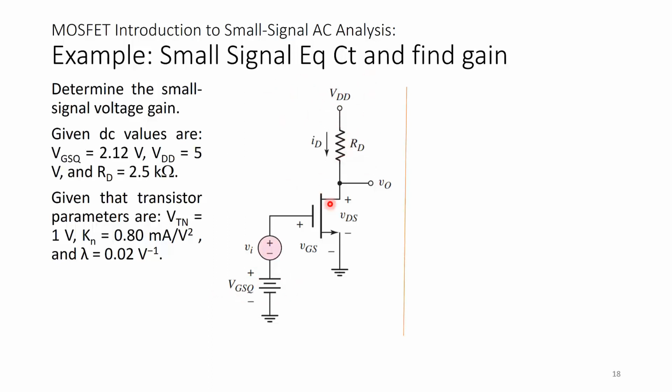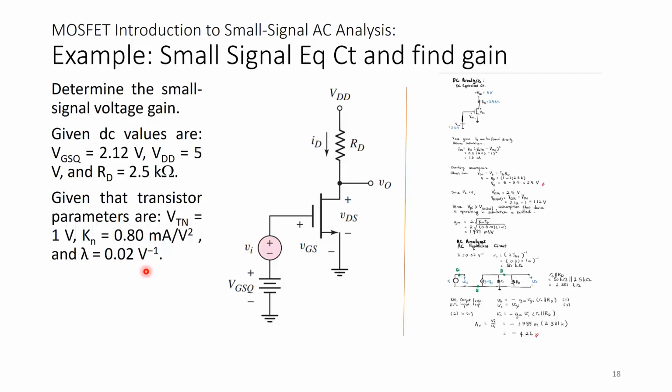Now we have these transistor parameters where VTN is equal to 1 volt, Kn is 0.8 milliamp per volt squared, and lambda is 0.02 per volt. So this is my work to find the small signal voltage gain from this expression. It's not that long because they've given us some nice values already, which is VGSQ, which you can find in ID.